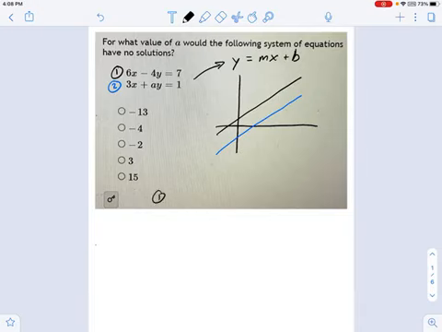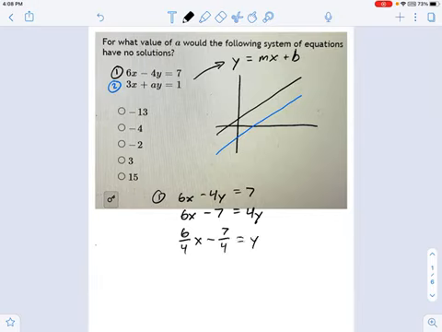So the first one, I'm going to say, great, 6x minus 4y equals 7. I'm going to add 4y to the other side and just rearrange it a little bit. So I bring 4y over to this side, bring my 7 over to the other side. So now I have 6x minus 7 equals 4y. Divide each side by 4, and let's see what we get. 6 over 4 x minus 7 over 4 equals y. Can we rearrange that a little bit? That might make this easier. So we get y equals 6/4 x minus 7/4. Great. That's equation number 1.